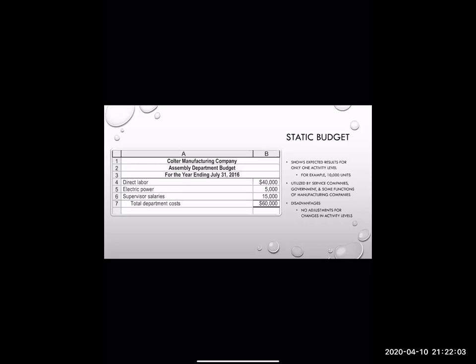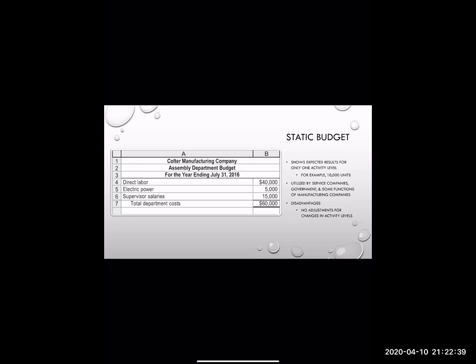Now, static budgets are utilized by service companies, governments, and some functions of a manufacturing company. So you have to imagine that a static budget is probably utilized for departments that don't change much, right? Because if it's only at one level of activity, you cannot expect a static budget to be useful in a very dynamic manufacturing company, meaning things change often, right?